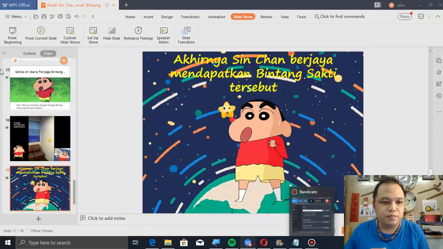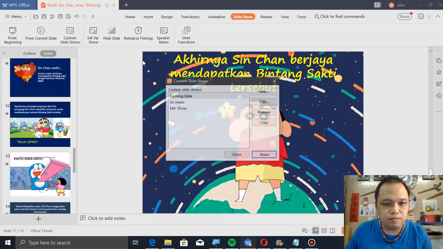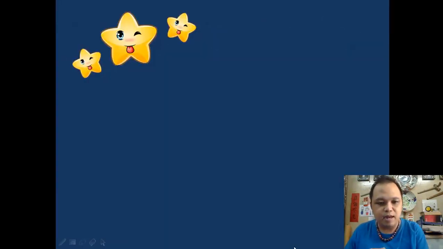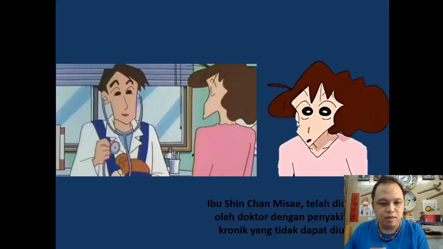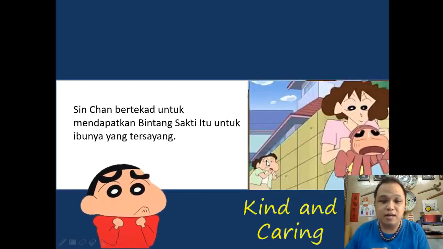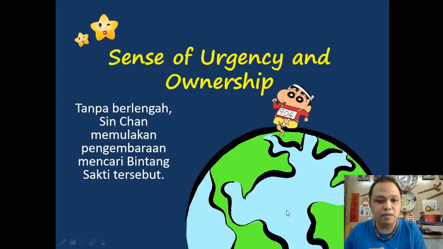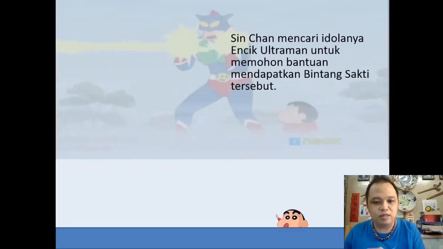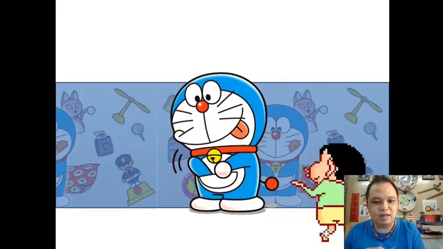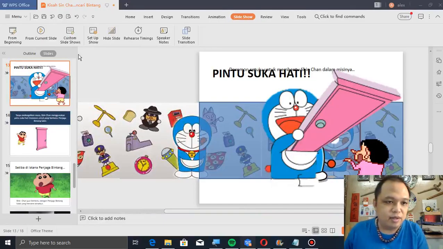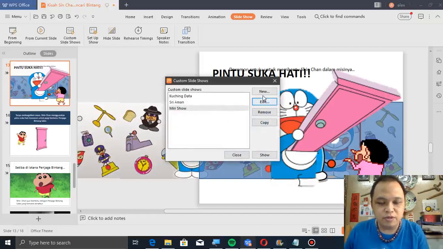Okay, now next I want to show maybe Sri Aman punya, and then I press show. Again, the first 3 memang ada. Okay, but this one is already using a different slides already lah. So you can see now it's a different data here. Okay, but then come to this one is Ultraman, I think. Yeah, then come to Doraemon with the pintu suka hati lagi. That is the ending.